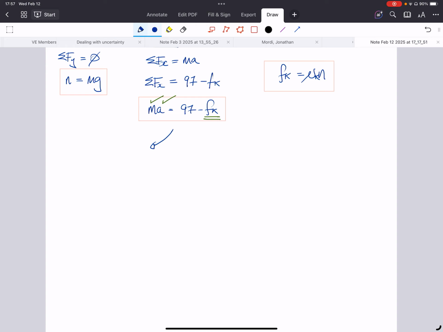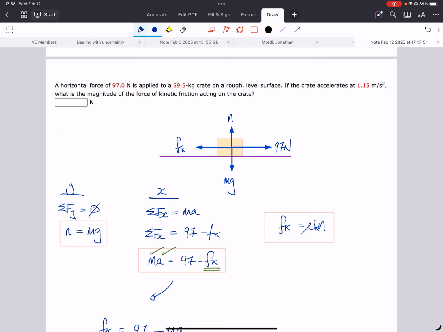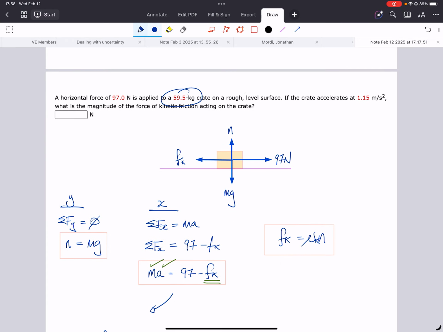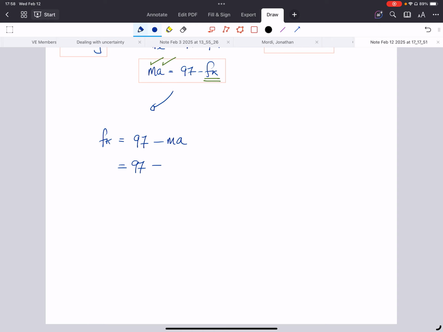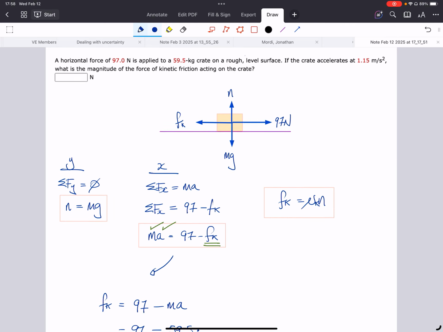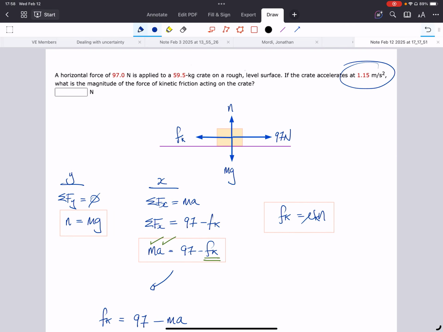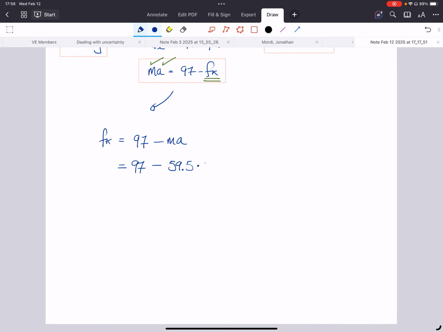I want to rearrange that equation for the thing I'm trying to find, and that's going to tell me that F of K must be equal to 97 minus m times a. I know the mass of the crate. It's 59.5 kilograms. So 59.5 multiplied by the acceleration, which is also given in the problem, 1.15 meters per second squared, 1.15. That will give me the answer to the kinetic friction force.